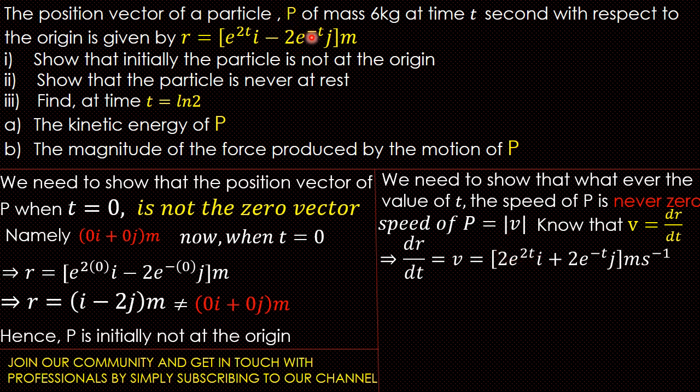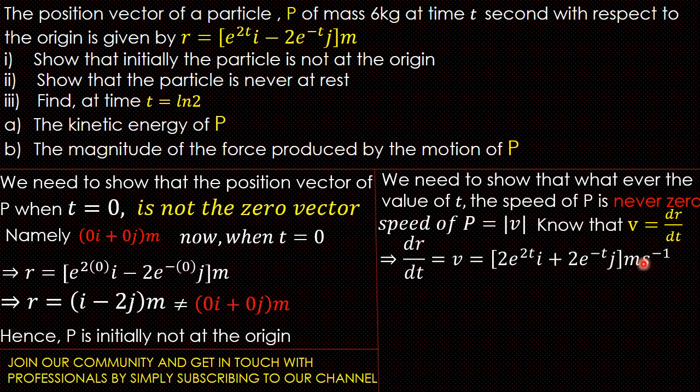That's why we have the 2 in front of it in the sense i. Then likewise, differentiating negative 2 e raised to the power negative t, we simply have negative 2 e raised to the power negative t, then we multiply by the derivative of negative t, which is simply negative 1. The negative is going to make this negative positive. That's why we have positive 2 e raised to the power negative t in the sense j. All that in meters per second.